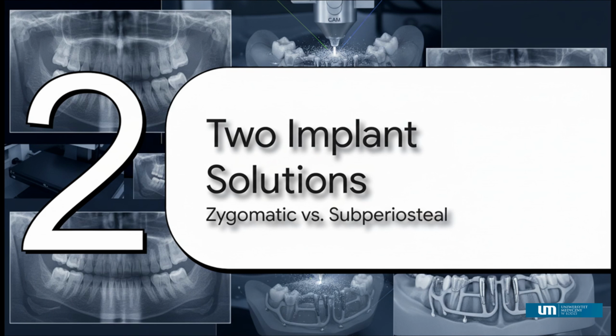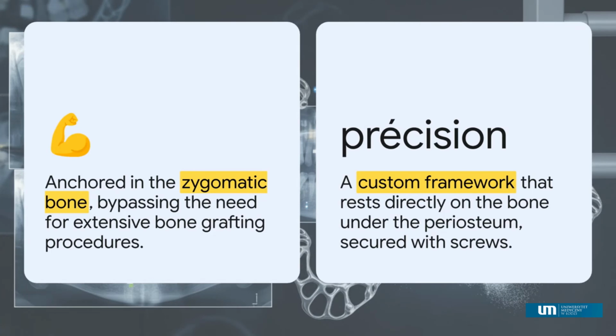Okay, so now that we have a grasp of the problem, let's get into the 2 treatment modalities analyzed in the study: zygomatic and subperiosteal implants. We're going to look at how each one tackles the challenge of severe maxillary atrophy. The fundamental difference between these 2 approaches really comes down to their method of anchorage. You see, zygomatic implants use the dense zygomatic bone, that's the cheekbone, completely bypassing the atrophic maxilla. Subperiosteal implants, on the other hand, are custom-made to fit precisely onto the surface of the remaining maxillary bone itself.